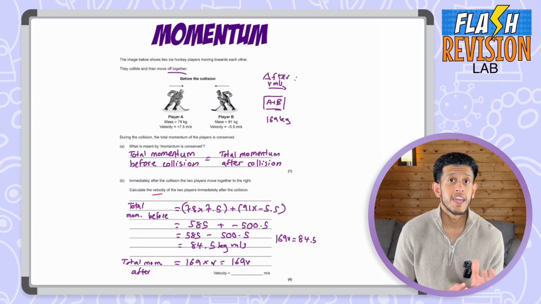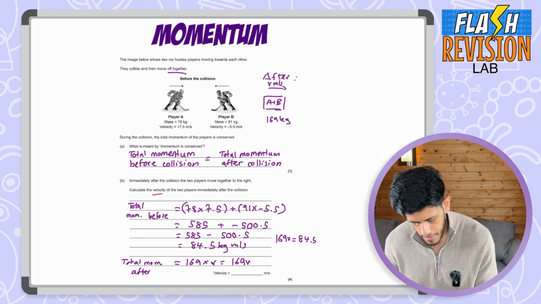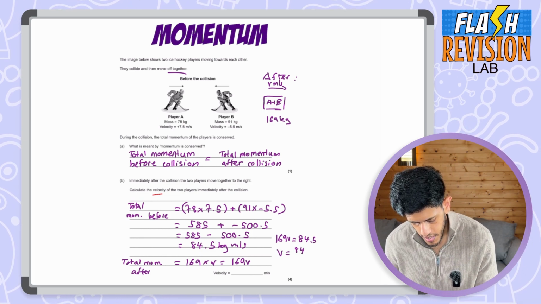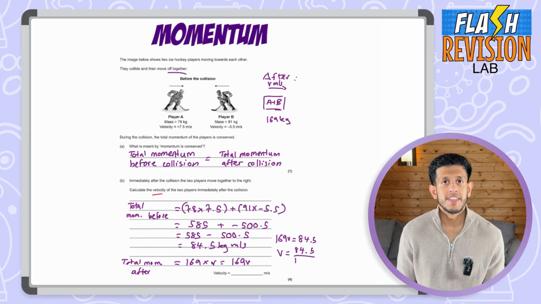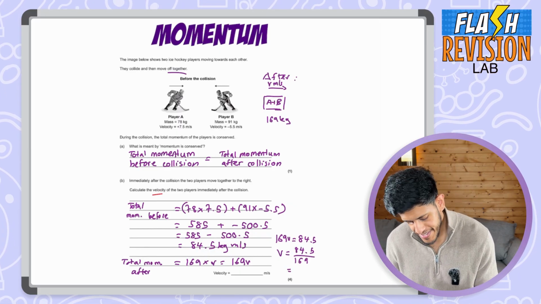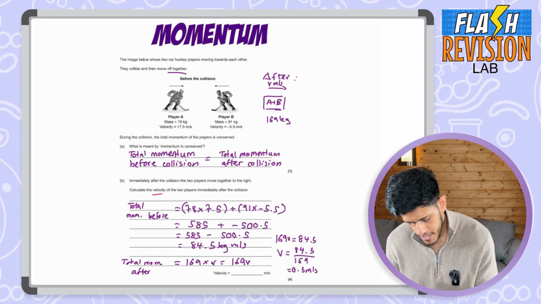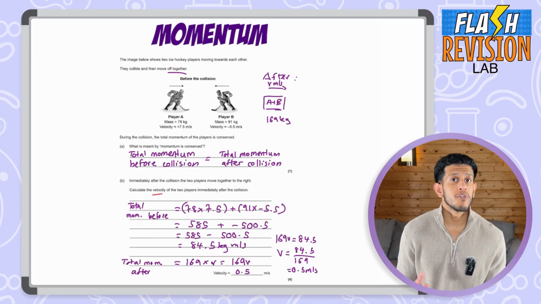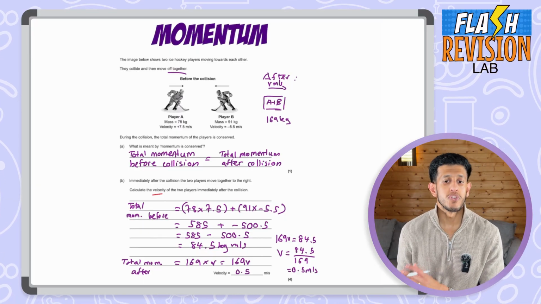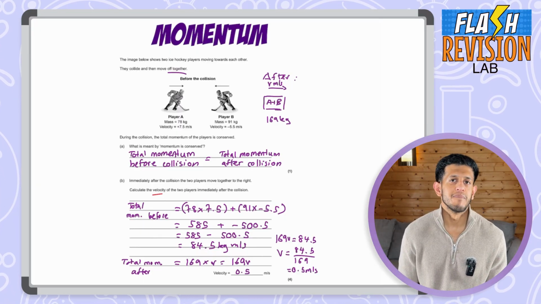So therefore, to get v, we just divide both sides by 169, so v equals 84.5 over 169, and that gives you a value of exactly 0.5 meters per second. So we know that it's positive in value because both of the players are moving to the right, so we can just leave it at 0.5 meters per second.